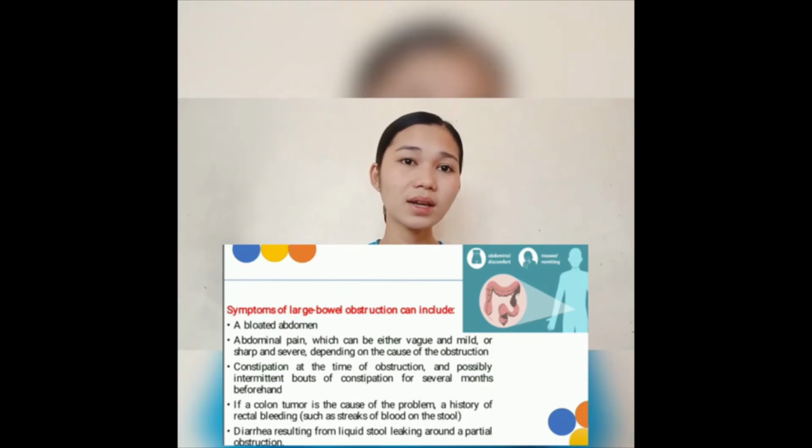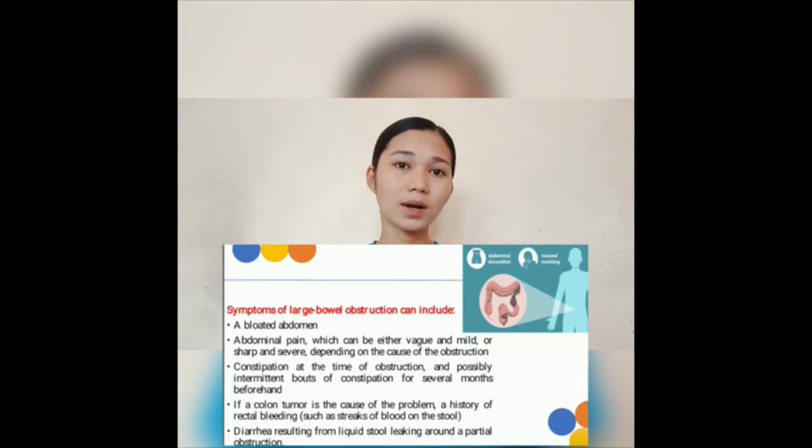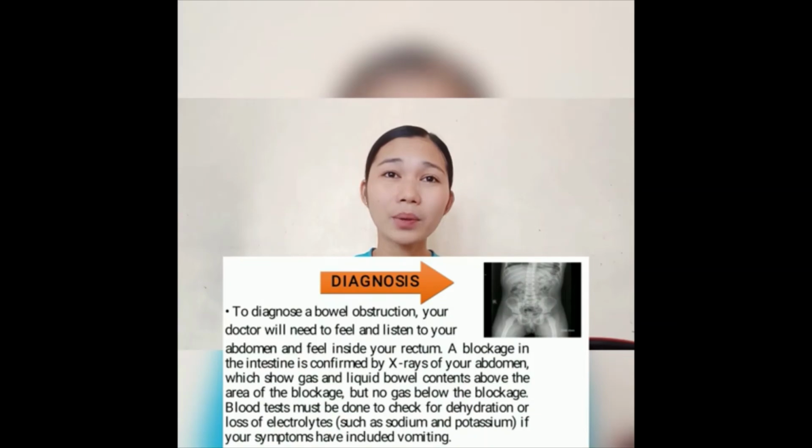Next is diarrhea resulting from liquid stool leaking around a partial obstruction. So let us now proceed to its diagnosis. To diagnose a bowel obstruction, your doctor will need to feel and listen to your abdomen and feel inside your rectum. A blockage in the intestine is confirmed by x-rays of your abdomen, which show gas and liquid bowel contents above the area of the blockage but no gas below the blockage.